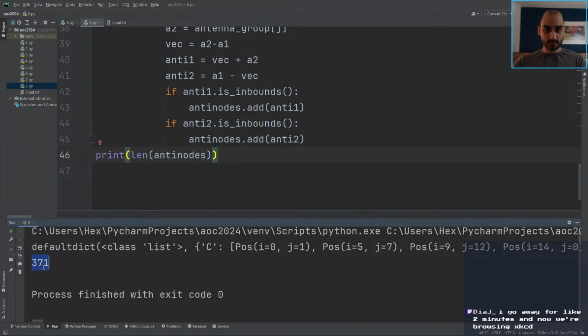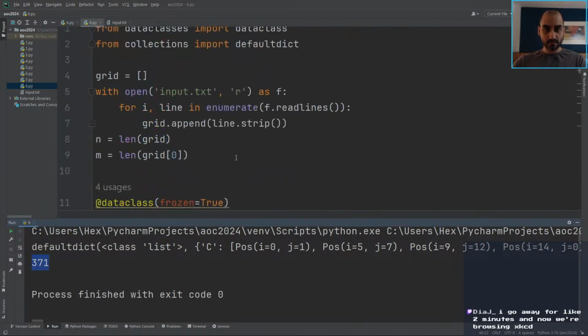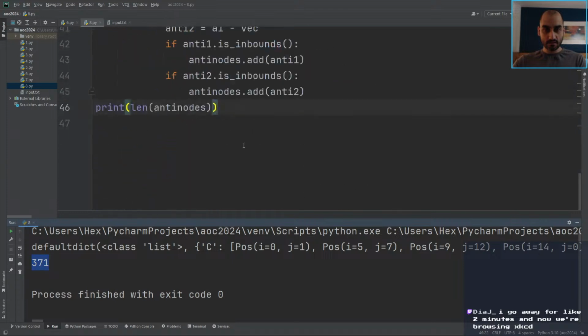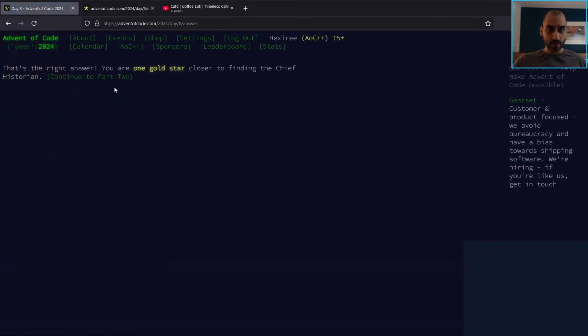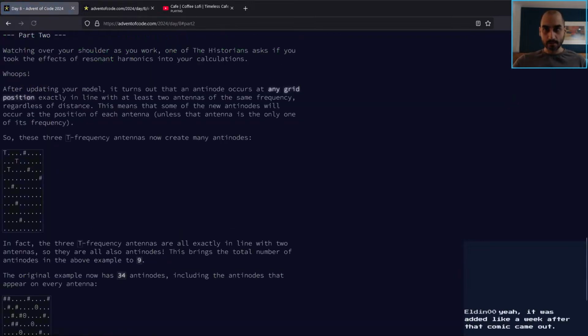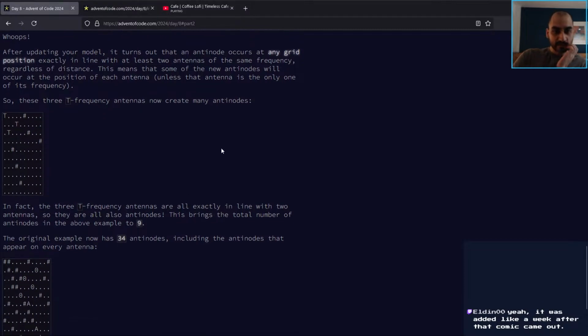371. Unique. Okay, let's try it. 371 sounds about right. Okay, correct. Yeah, it was added like a week after that comic came out. Do you know when that was? Probably there's an archive somewhere which says the dates of comics.